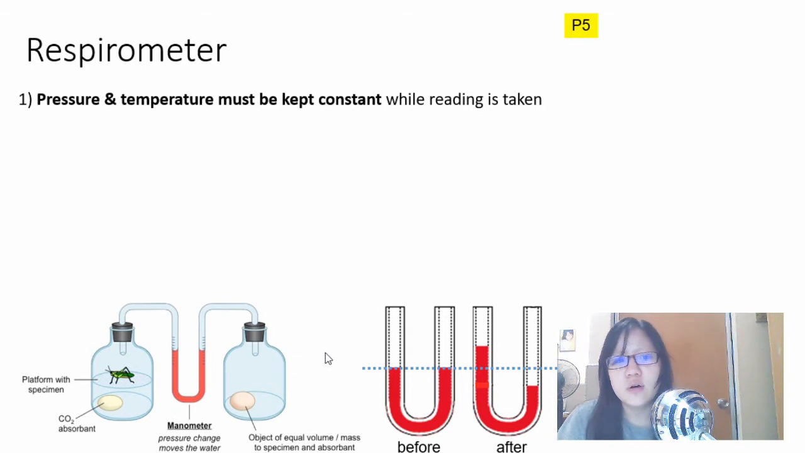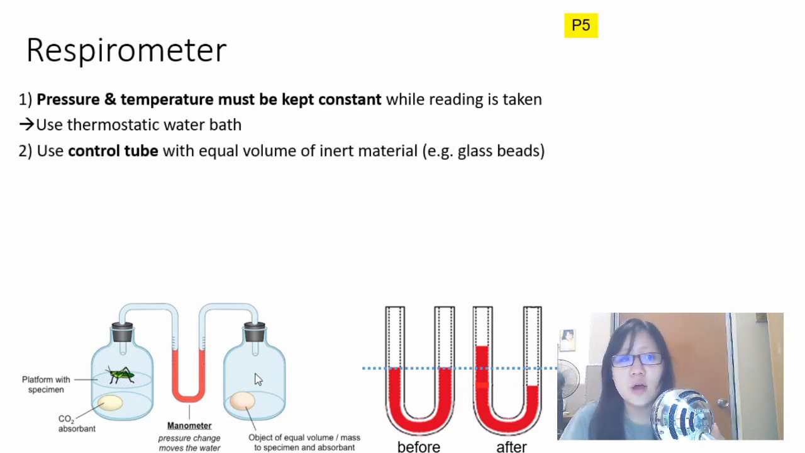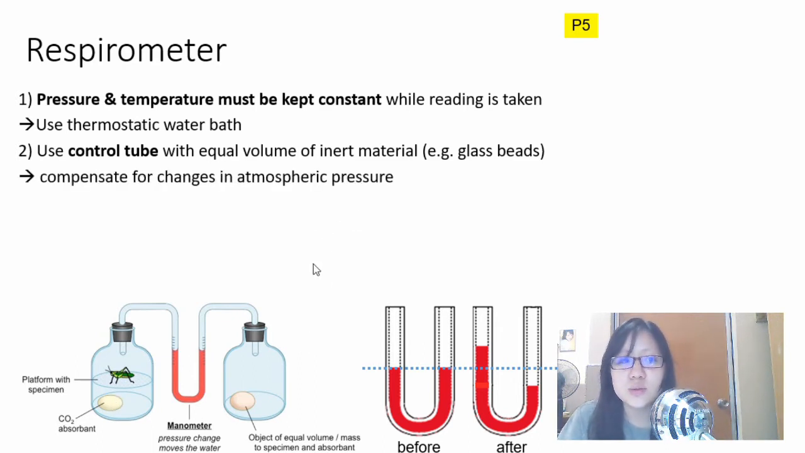Okay, so what is important is that throughout the experiment, we keep the pressure and temperature constant, especially when the reading is taken. We can use a thermostatically controlled water bath here to make sure that it's a reliable experiment. We have to use a control tube. The reason why we have 2 vessels is that one has a specimen and the other has an object of equal volume or mass compared to the specimen and the absorbent. This is to compensate for changes in the atmospheric pressure. So this just gives us some control over what's going on there.